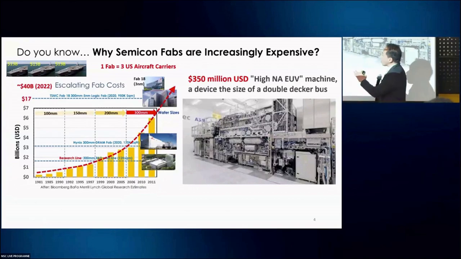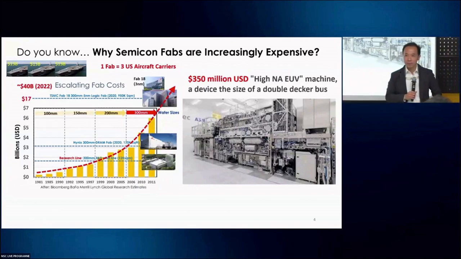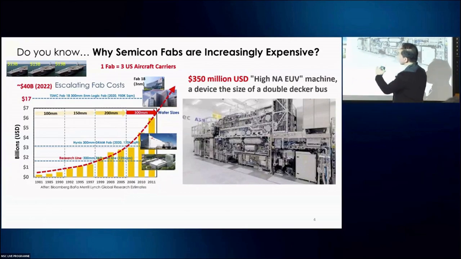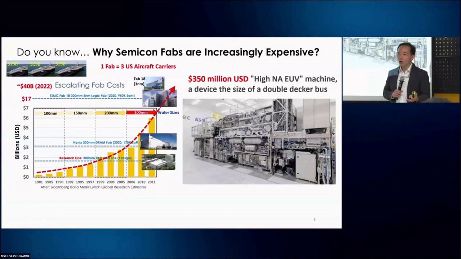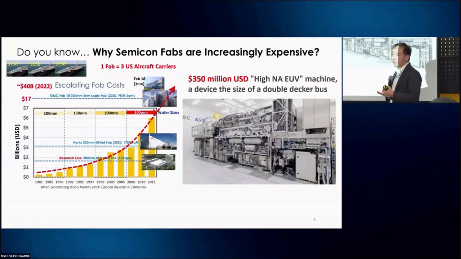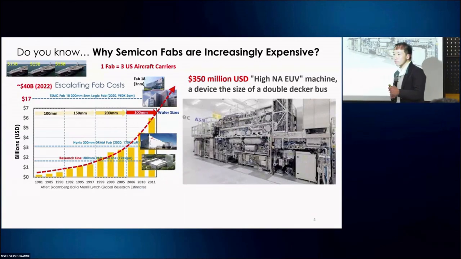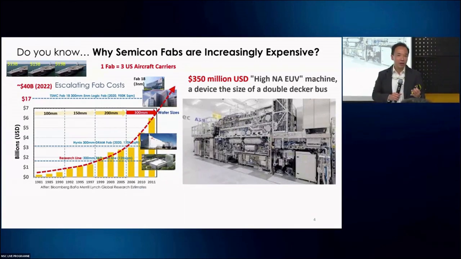So why are semiconductor fabs so expensive? If you look at it in terms of billions of dollars in investment, TSMC's Fab 18 is purported to be 17 to 20 billion dollars to build. The next one in Arizona, in construction right now, is purported to be 40 billion dollars. Just to put it in perspective, one advanced US aircraft carrier is only 13 billion. So you're talking about one fab equaling 3 aircraft carriers.